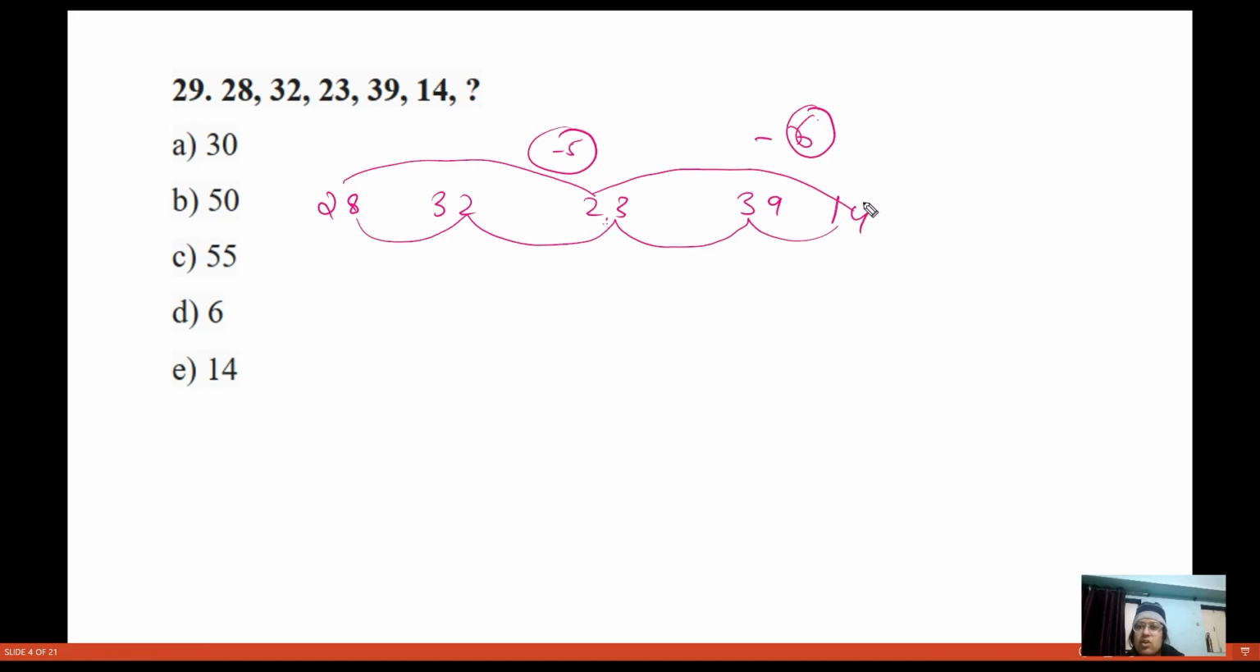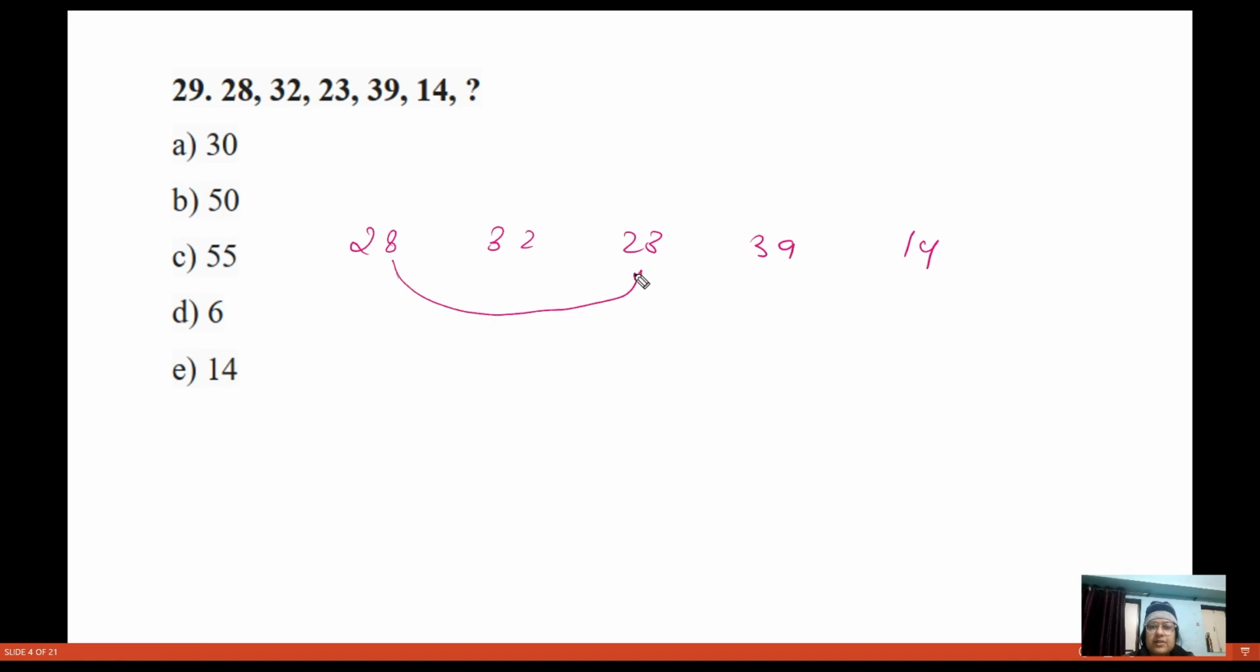Fine. So according to that logic, if I just proceed here, I'll get the alternate term, not the term they are asking for. And 32 to 39 is plus 7. From here to here, it is going to be minus 5. From here to here, it is going to be plus 7. From here to here, this is going to be minus 9.